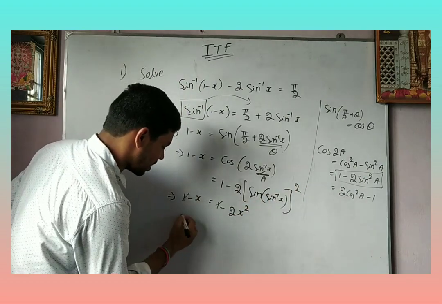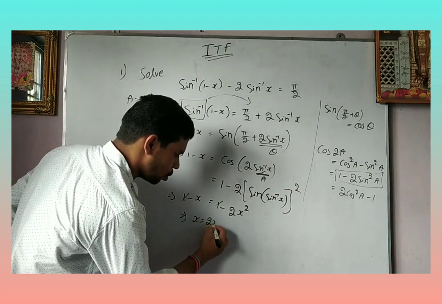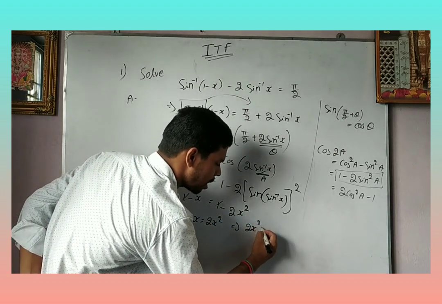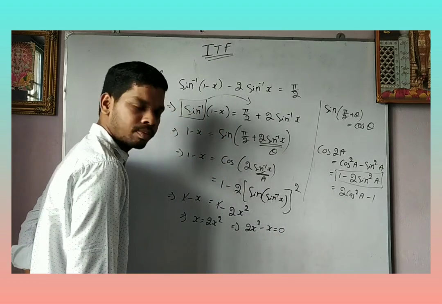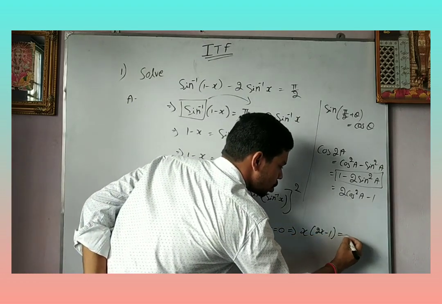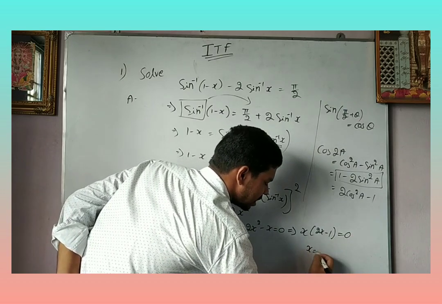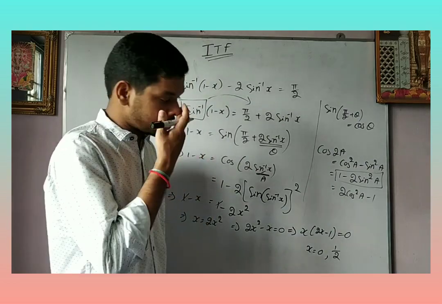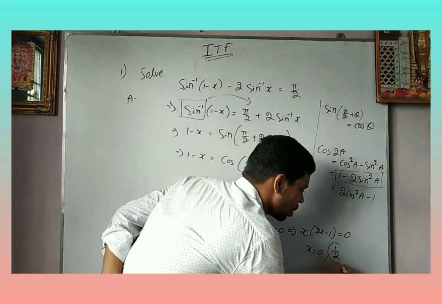Now 1 cancels, x is equal to 2 times x square, or you can write 2x square minus x equal to 0. Take x common: x(2x minus 1) equal to 0. From here we will get x equal to 0. From here we will get x equal to 1 by 2. But this is not possible.